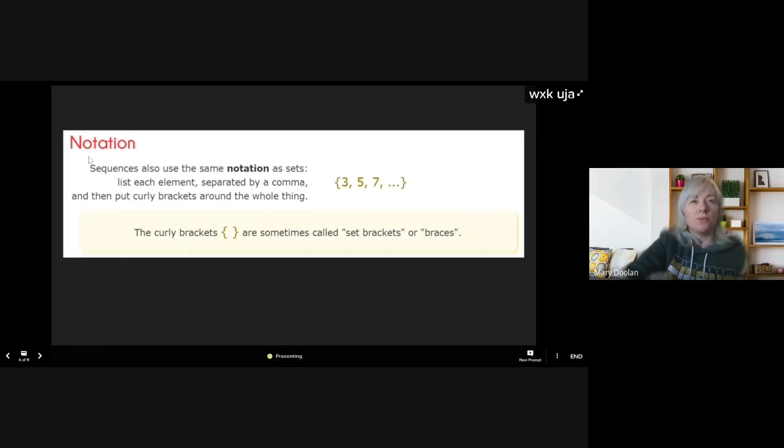Okay, so when we talk about the notation for a sequence, we're using the same notation as we would with a set of numbers, okay? You list each element separated by a comma, okay? So 3, comma, 5, comma, 7, comma, and then if you keep the pattern going, this is where you put this ... And on the outside, we have these curly brackets, okay? And so we could call these curly brackets set brackets or braces. And these are actually on your keyboard, okay? So if you use them in your typing, they're on my keyboard. They're next to the letter P.